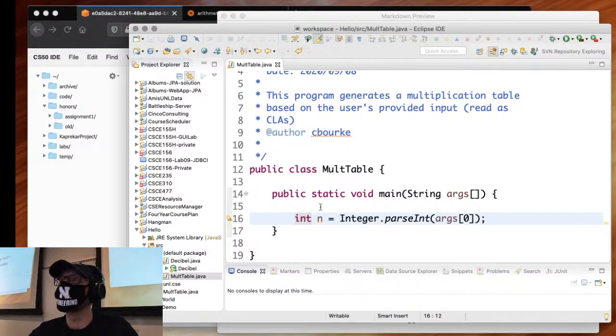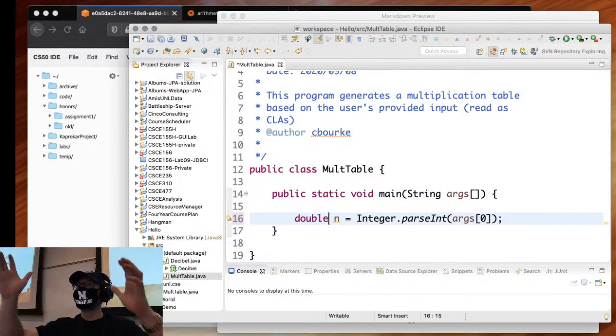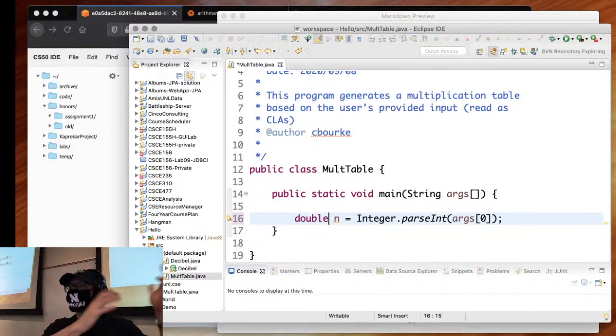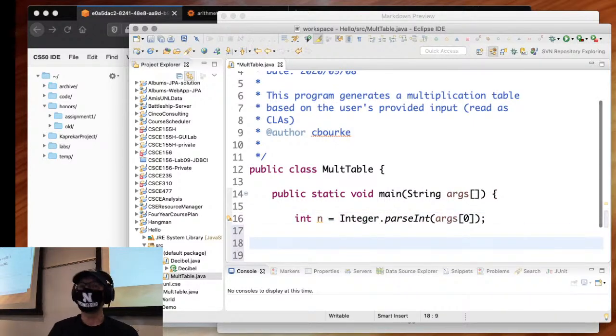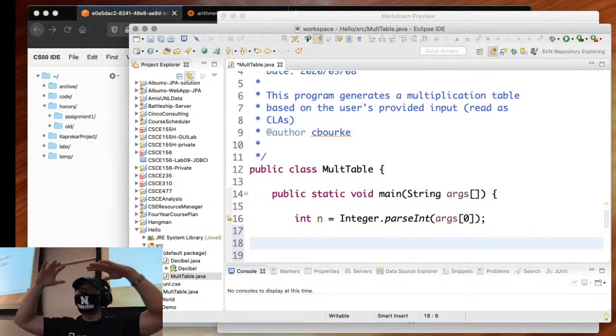I chose to make this an integer because I'm writing a multiplication table. It would probably be inappropriate to have a double because you don't have a table where you've got 1 and 1.5 and 1.6, right? How far do you go? There's an infinite number of things in between your table. Right? There we go. All right, so the idea here is that I want a multiplication table.